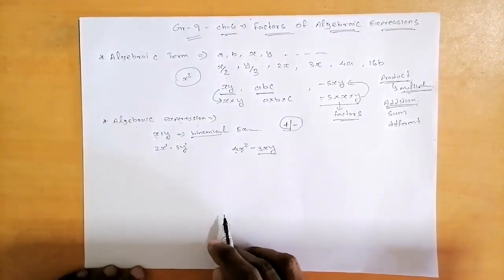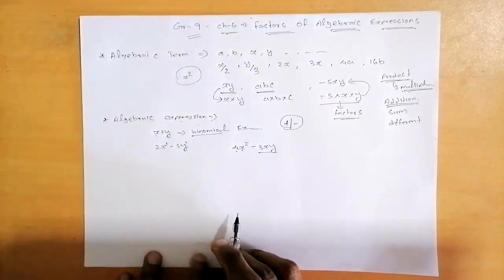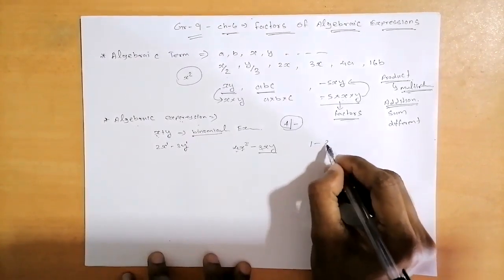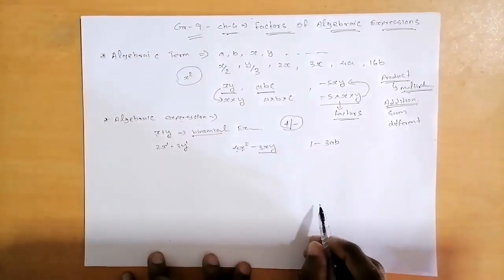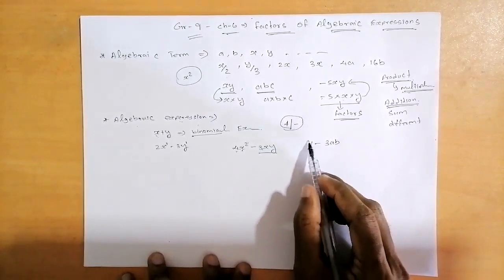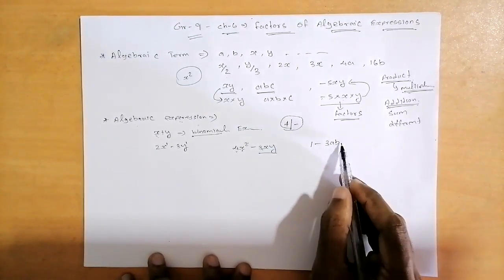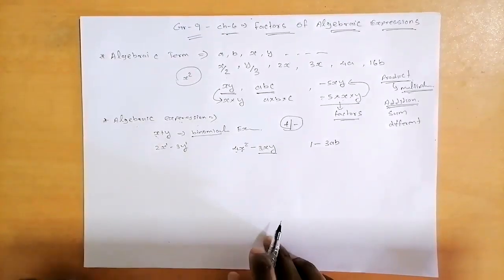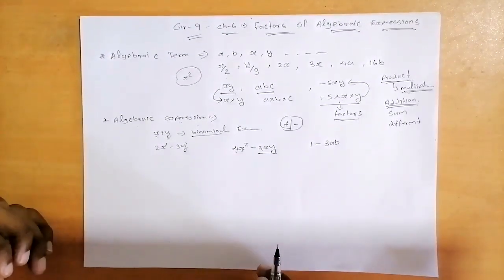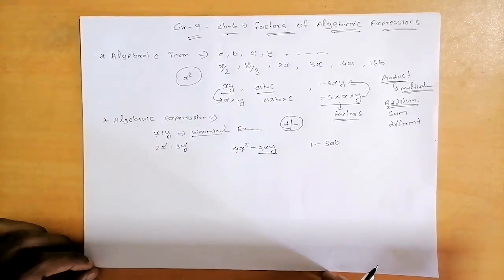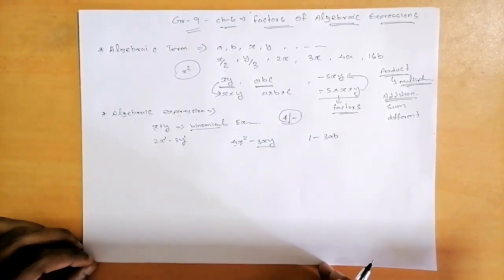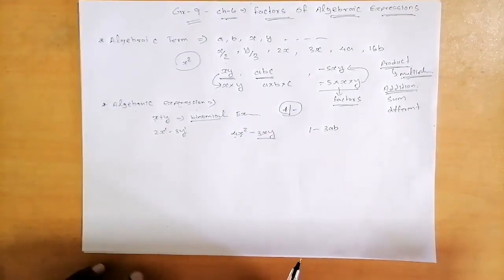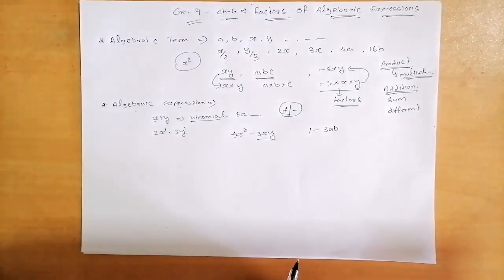I am just recalling the memory you have about algebraic expressions. Lastly, 1 minus 3ab, consisting of a numerical value and an algebraic term, is also called an algebraic expression. So algebraic term, algebraic expression, we all know. I recalled these things for our memory. Okay, so let's move on to factors.